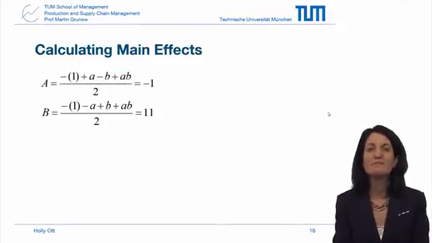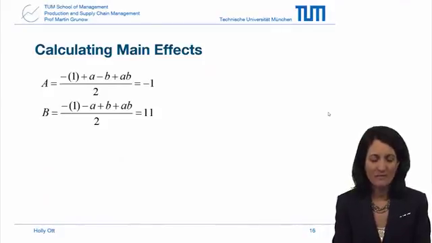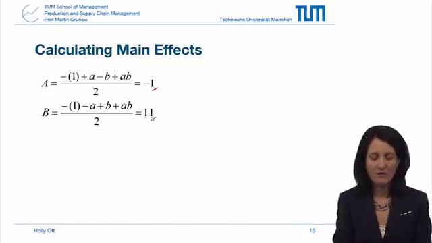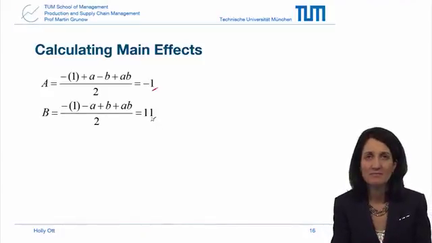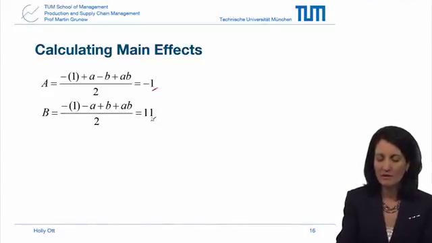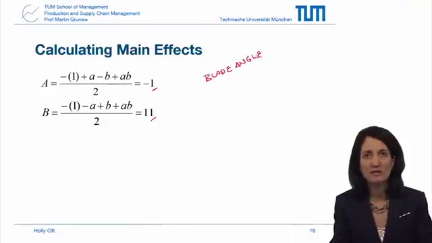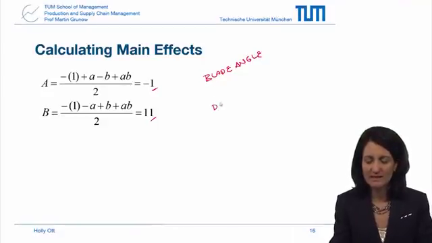Okay, so what do these mean? We have the main effect of A is -1. The main effect of B is 11. So remember, factor A was the blade angle. We varied that between two different levels. And factor B was the deck height for the lawnmower.